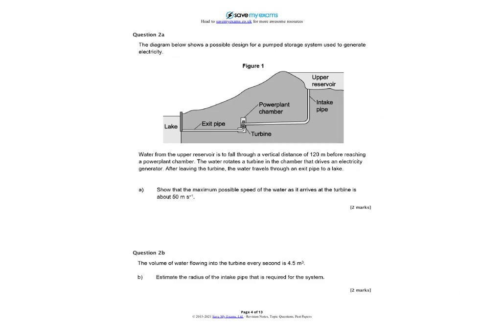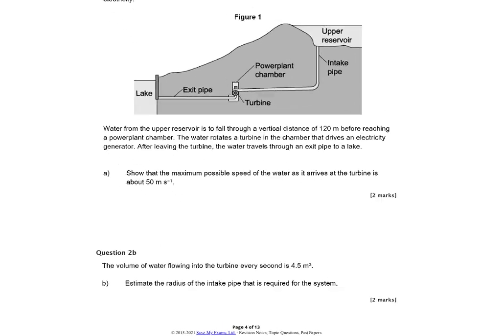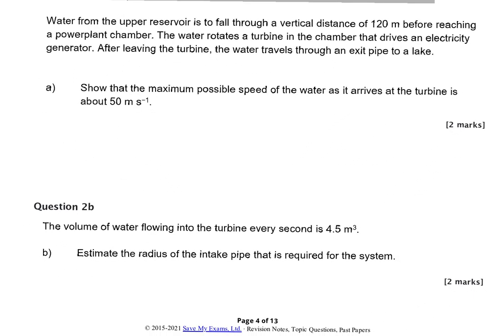For question 2a, we've got a pump storage system used to generate electricity, where water flows down the pipe and through a turbine. Show that the maximum possible speed of the water as it arrives at the turbine is about 50 meters per second. To get its speed, we're going to use the equation for kinetic energy. However, the kinetic energy the water gains is going to come from the gravitational potential energy that it has at the top.